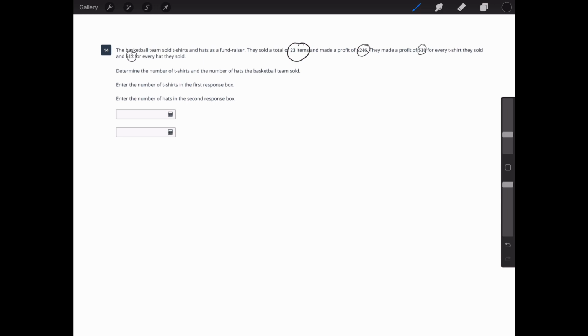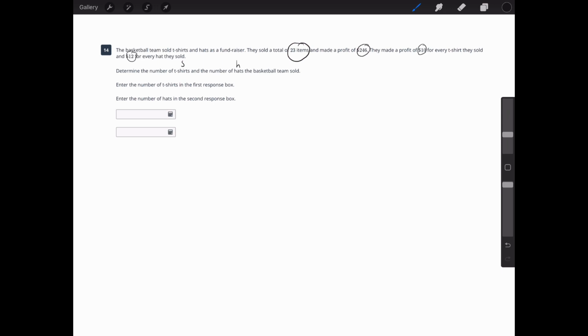To start things off, I would like to assign variables to shirts and hats because that's what we're going to be looking for. For shirts or t-shirts, I'm going to use S. I'm not using T because T sometimes gets confused with plus. Let's use S, and let's use H for hats. Now let's set up our first equation.